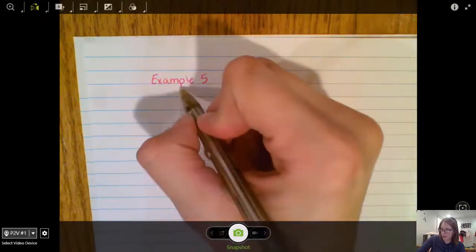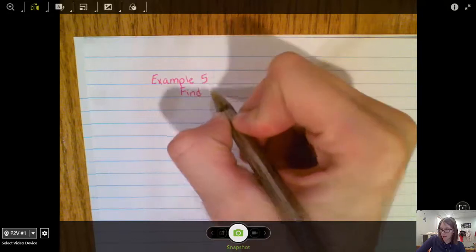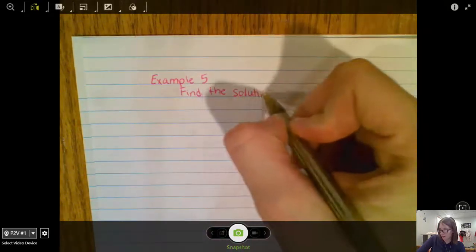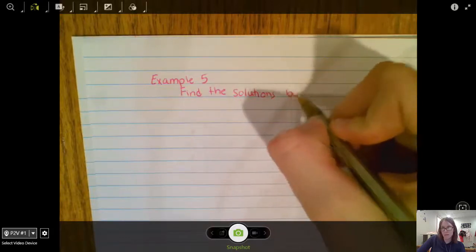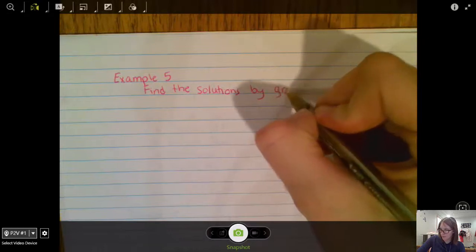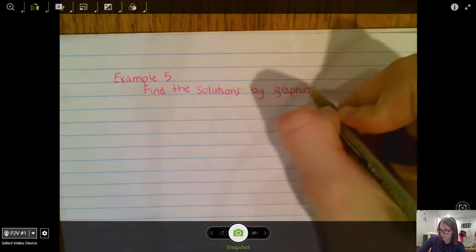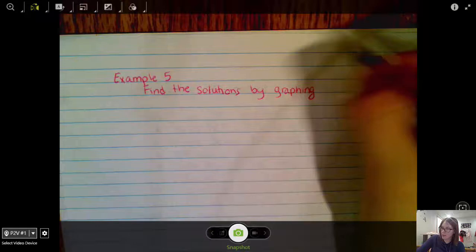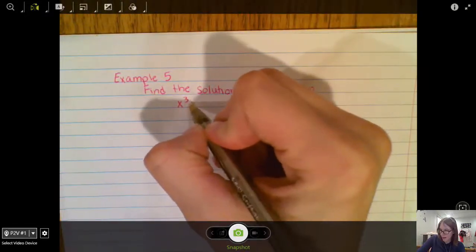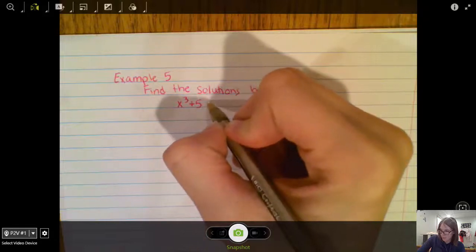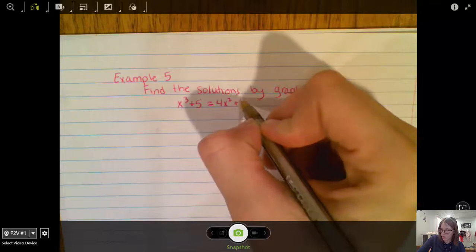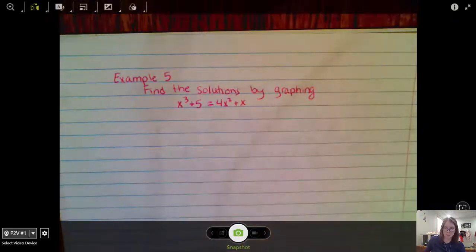And our mission here is to find the solutions by graphing. Find our solutions by graphing. So my equation is x cubed plus 5 equals 4x squared plus x.